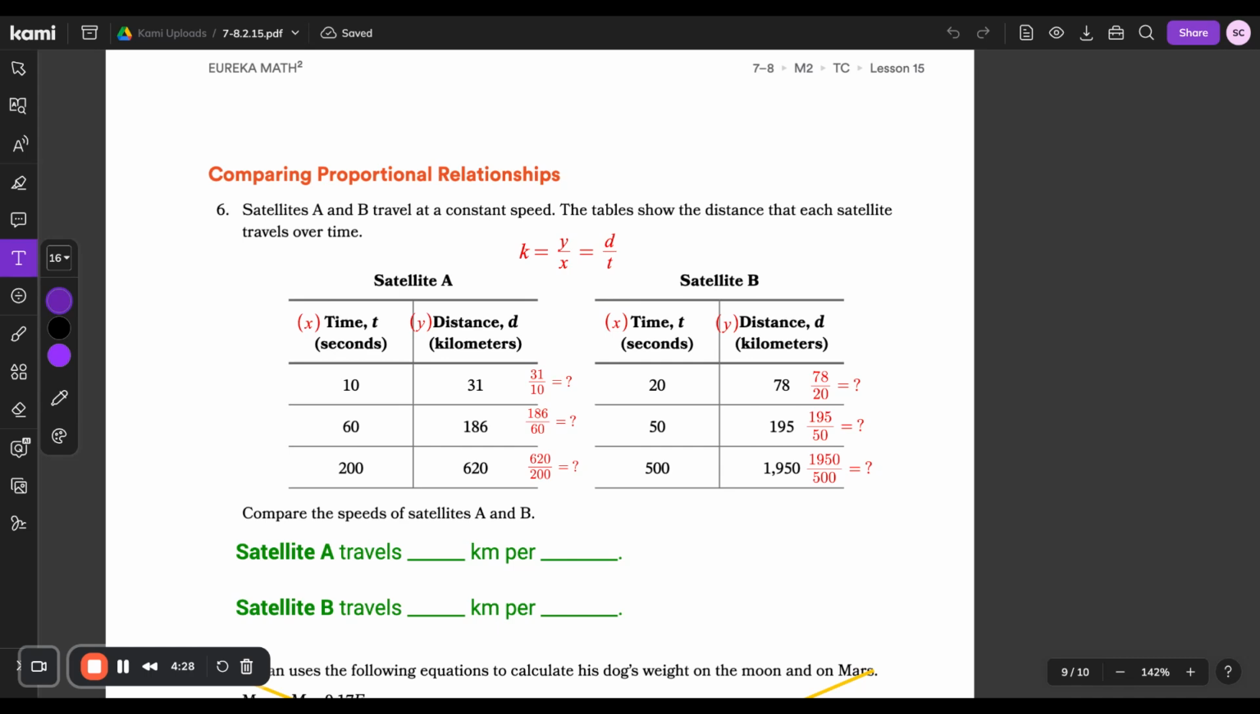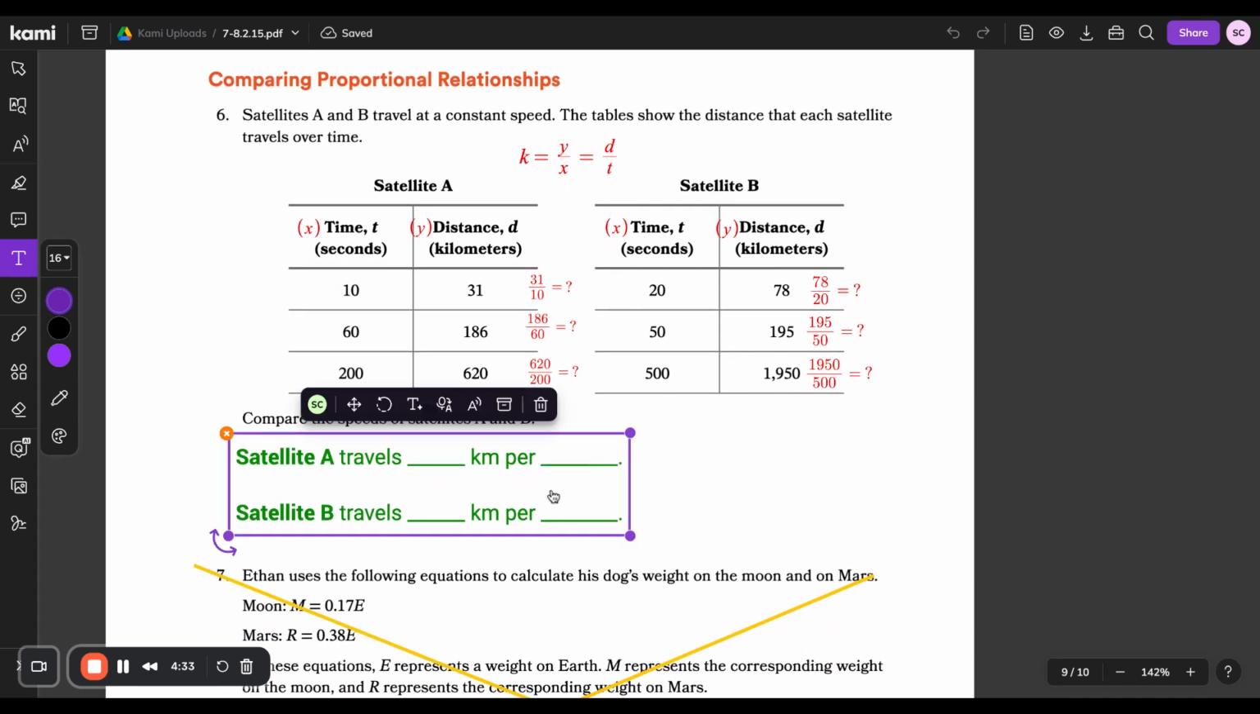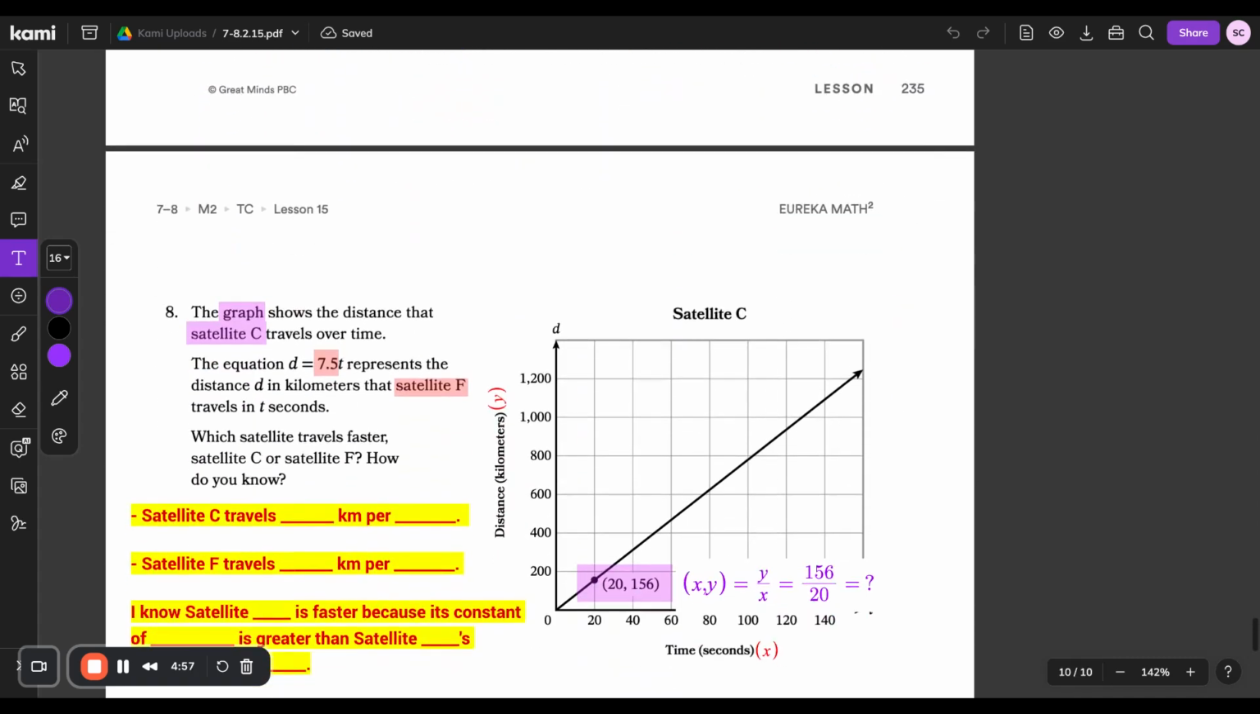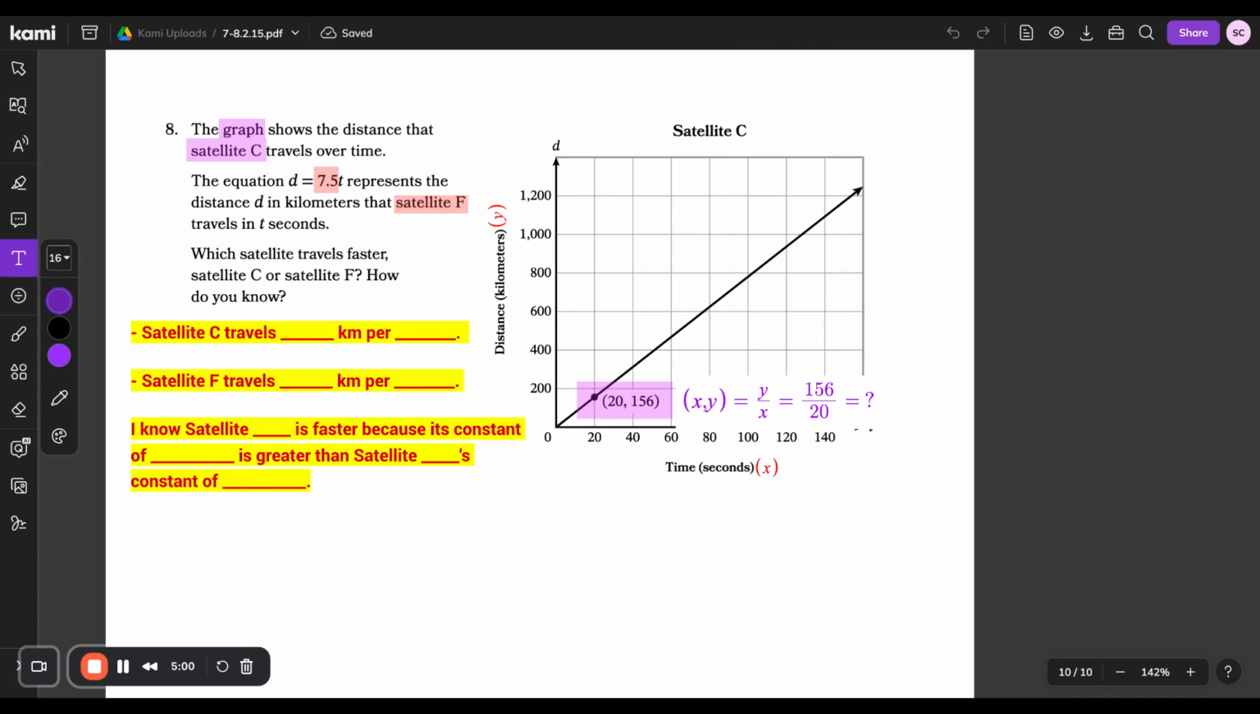You're going to find what your constant is for each satellite and then explain what that constant means in relation to the table. So for satellite A, whatever their constant is, satellite A travels this many kilometers per how many seconds. And for satellite B, this satellite travels how many kilometers per second. And then just comparing which satellite is faster or which satellite is slower based off of whose constant is greater or whose constant is lesser. And you're going to skip number 7. Number 8 is going to be your last one.